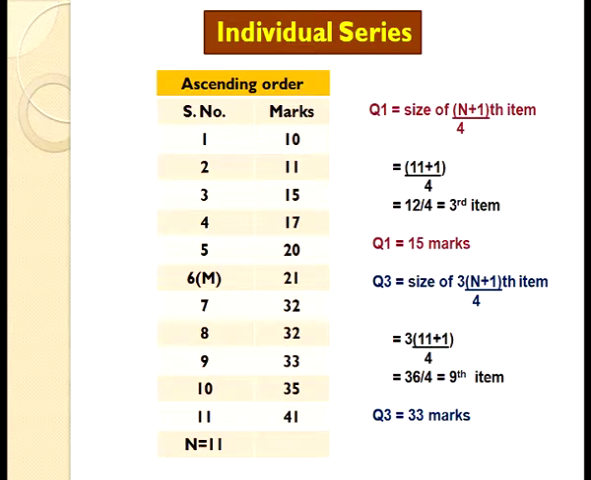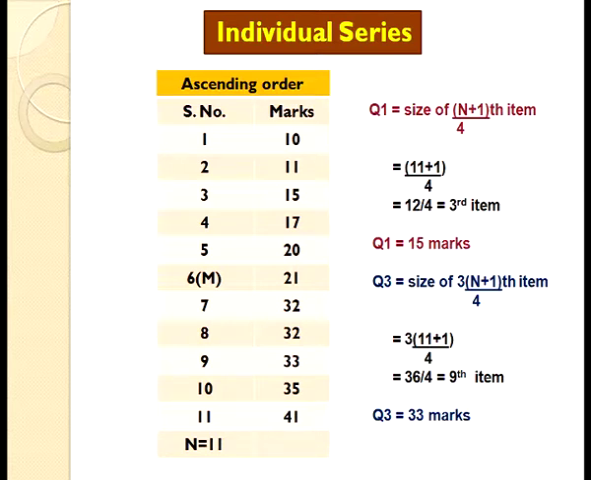Step 1 we have done, we have arranged the data. After this, we will estimate Q1 with the formula Q1 equals size of (n plus 1) by 4th item. Over here the number of items n is the total number of observations, that is 11, the total marks for 11 students. So, n is 11, and (11 plus 1) by 4th item comes to the 3rd item. So, here we can see we have not found the value yet, we have to locate the value.